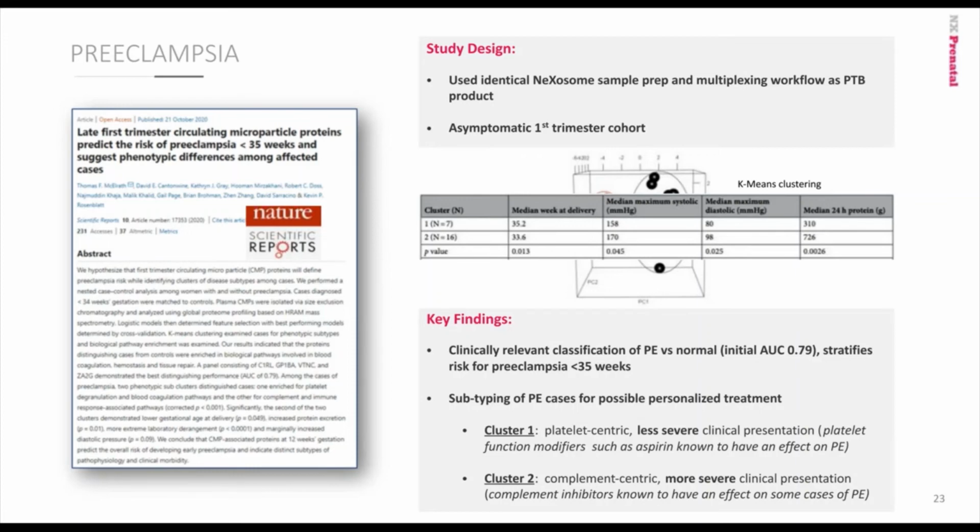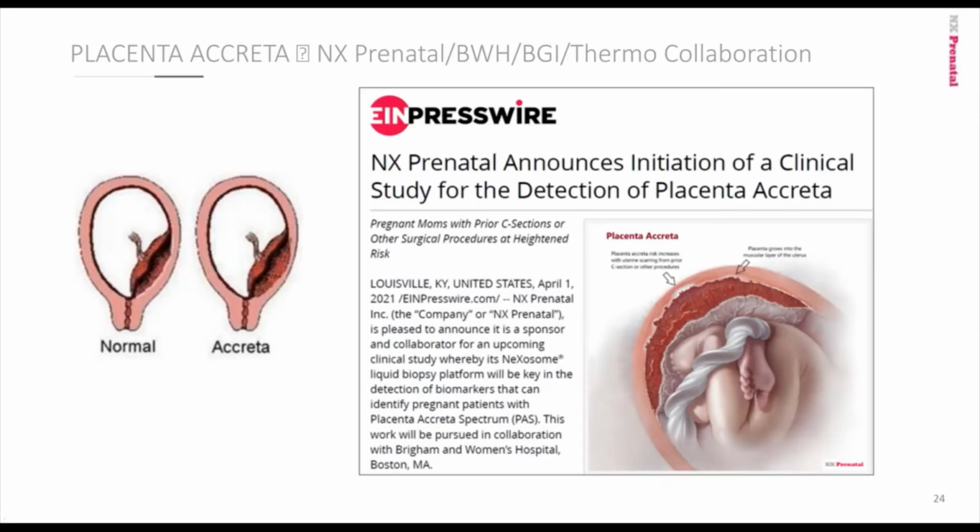Cluster 1 was associated with a less severe phenotype and a platelet-centric biological pathway mechanistic structure. Cluster 2 was identified with a complement-centric biological pathway annotation. Both of these clusters make sense clinically, and they both suggest specific therapies.